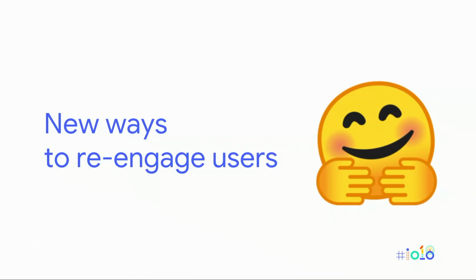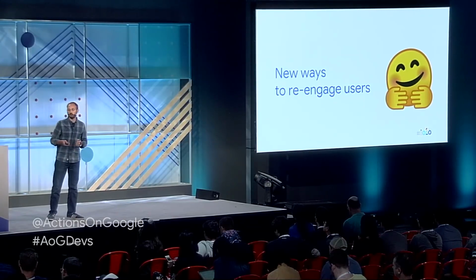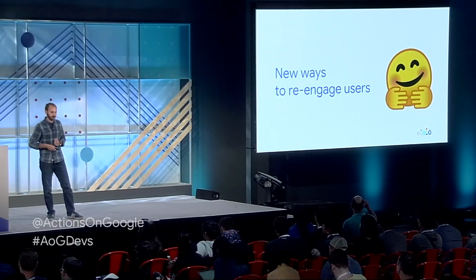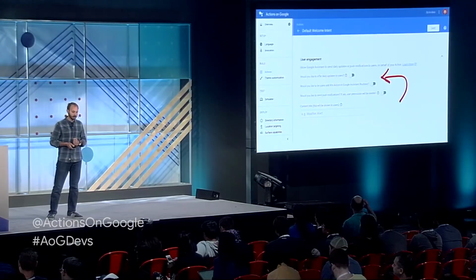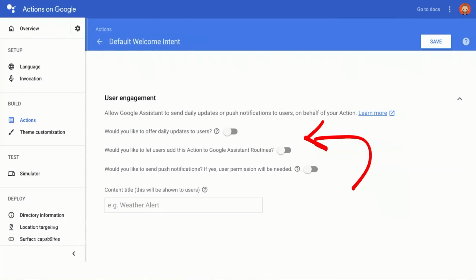Once your game action starts getting traction, you need to think about re-engagement. And we have multiple ways in our platform to help you re-engage with your users. We literally have a section called user engagement on our Actions console. There, you can opt into push notifications, routines, and daily update suggestions.